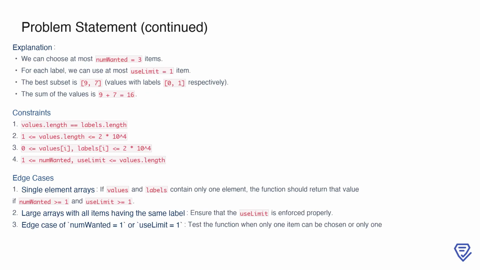In the third example, we have values as 9, 8, 8, 7, 6, and labels as 0, 0, 0, 1, 1. With numWanted equals 3 and useLimit equals 1, we can select up to 3 items in total, but only 1 item per label. The best subset in this case is 9, 7, which includes items with labels 0 and 1, each chosen once. This ensures the useLimit constraint is satisfied. The sum of these values is 9 plus 7, which equals 16. Therefore, the output for this example is 16.